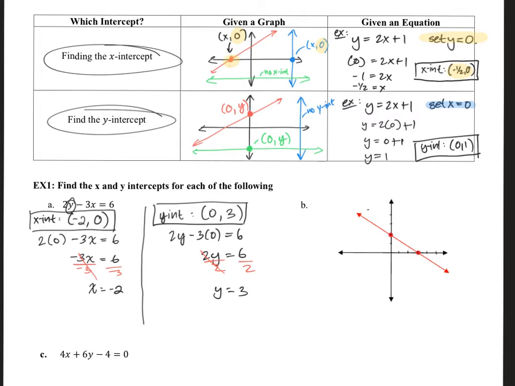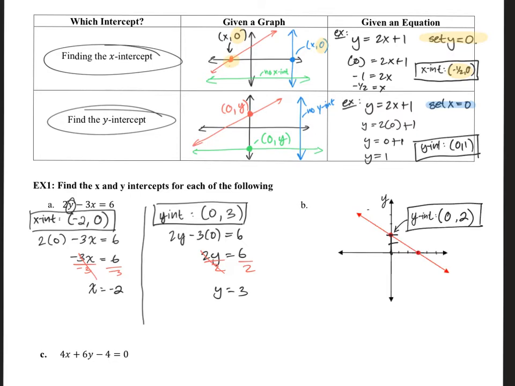Alright, let's look at the next one for part B. Now this is just a graph, so all I'm going to do is just figure out what these 2 points are. So this one here, is that an x or a y-intercept? Well, it crosses the y-axis, so it's a y-intercept. And remember, we need to label it as a point. Let's see. So this is going to be 0, and then 1, 2. 0, 2.